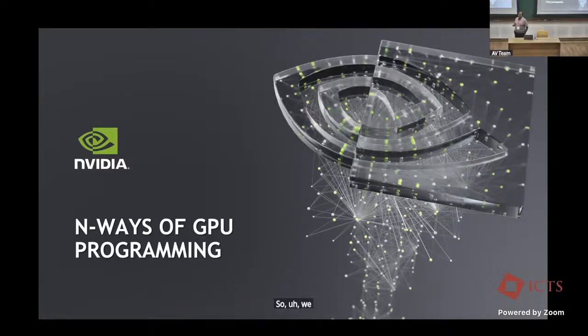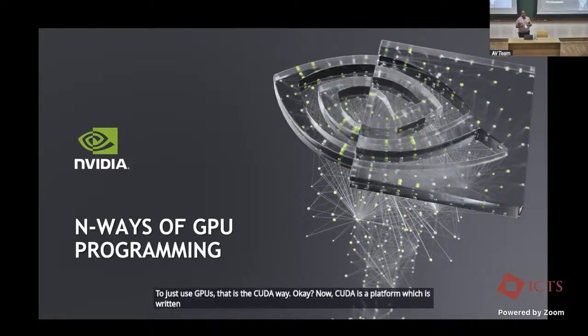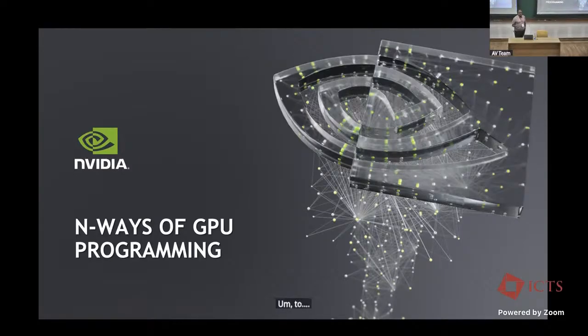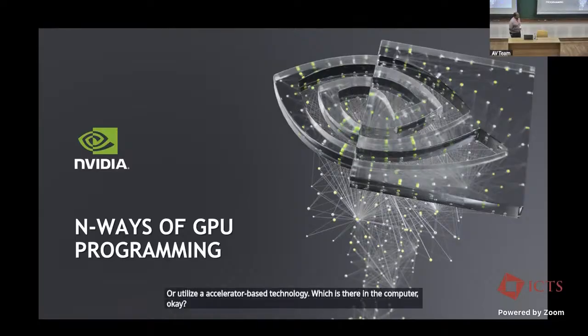We call this N ways of GPU programming because earlier people used to think that there is only one way to use GPUs, that is the CUDA way. Now CUDA is a platform which is written to, I'll explain it in a deeper way later on, basically utilize the hardware or accelerator based technology which is there in the computer. Okay. So how do you do that?